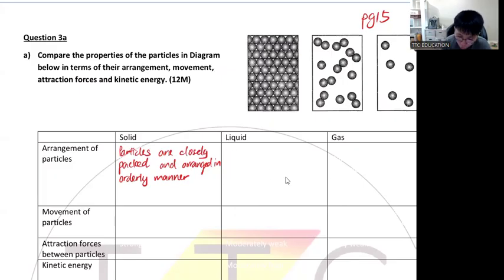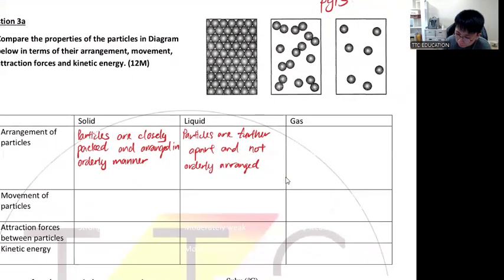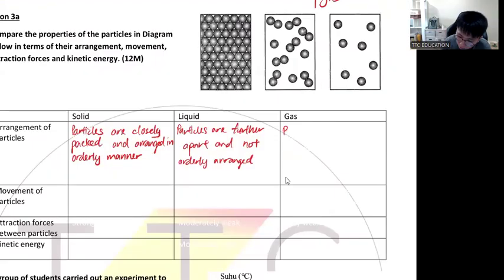Okay, then for liquid, usually we say particles are further apart and not orderly arranged. Okay, then gas, particles are very far apart and not orderly arranged.